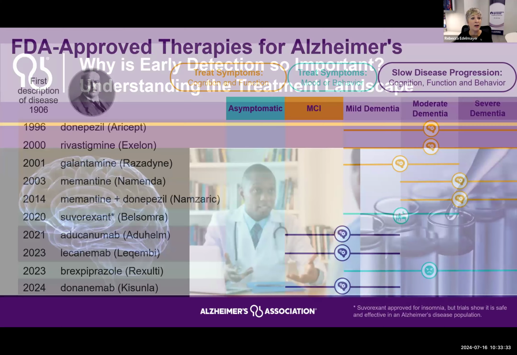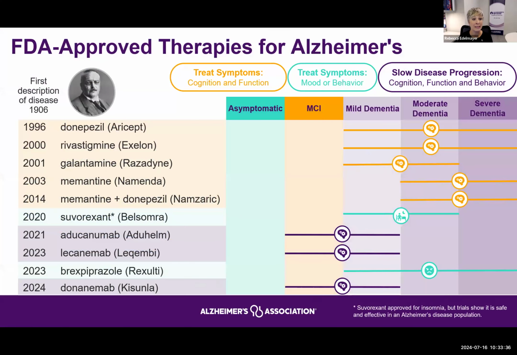I'll share with you the FDA-approved therapies for Alzheimer's disease. As we talked about, in 1906 the disease was first identified, but it wasn't until 1996 that we had our first FDA-approved therapies for Alzheimer's dementia. These treatments help to enhance cognition and function in an individual. They treat the symptoms. You've probably heard of some of these, Aricept, Razadyne, Exelon, Namenda. They are approved to treat mild to severe dementia, but they don't necessarily change or slow down the disease progression.